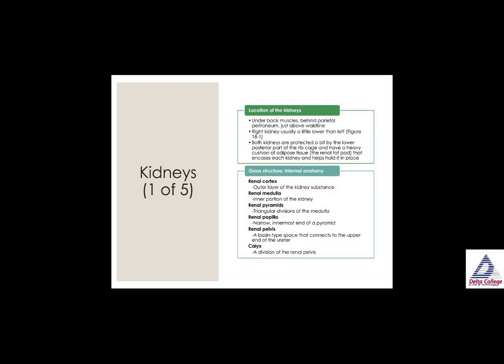Now, the internal anatomy of each kidney is composed of the renal cortex, which is the outer layer of the kidney, the renal medulla, which is the inner portion of the kidney, the renal pyramids, which are triangular divisions of the medulla, the renal papilla, which is the narrow innermost end of the pyramid, the renal pelvis, which is a basin-type space that connects the upper end of the ureter, and the calyx, which is a division of the renal pelvis. You must know these.